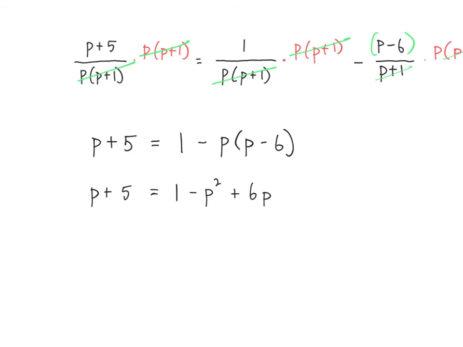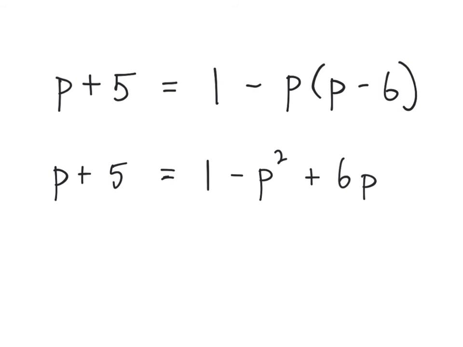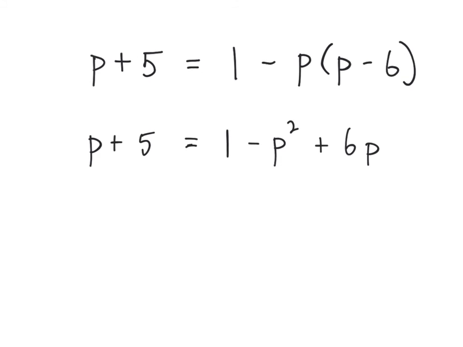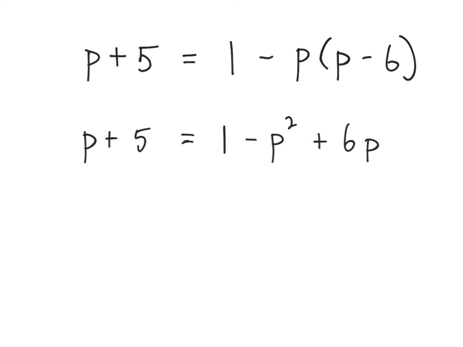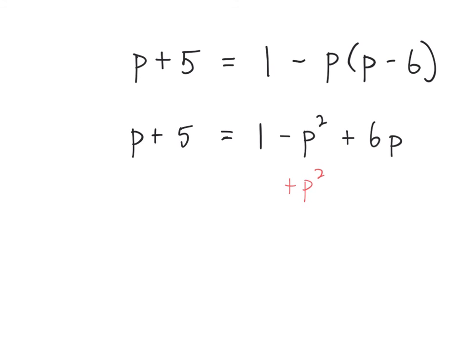All right, now the reason why this one's different is because we have this term. This term here has an exponent, has a squared. And anytime you have an equation where the variable has an exponent, you're going to solve it by getting everything on one side to get it equal to 0, and then factor. Okay, so we're going to get everything on one side. So I'm going to bring everything over to the left. So I'm going to add p squared to both sides.